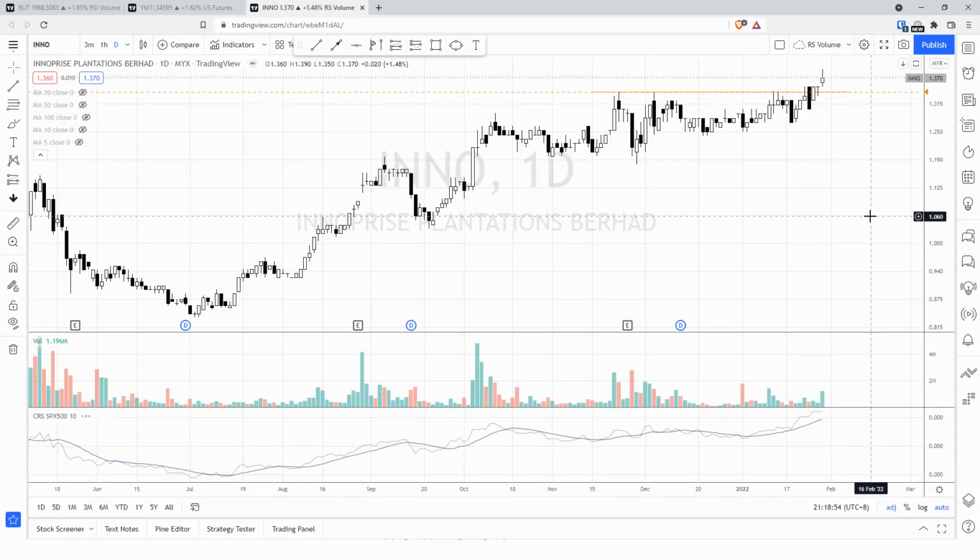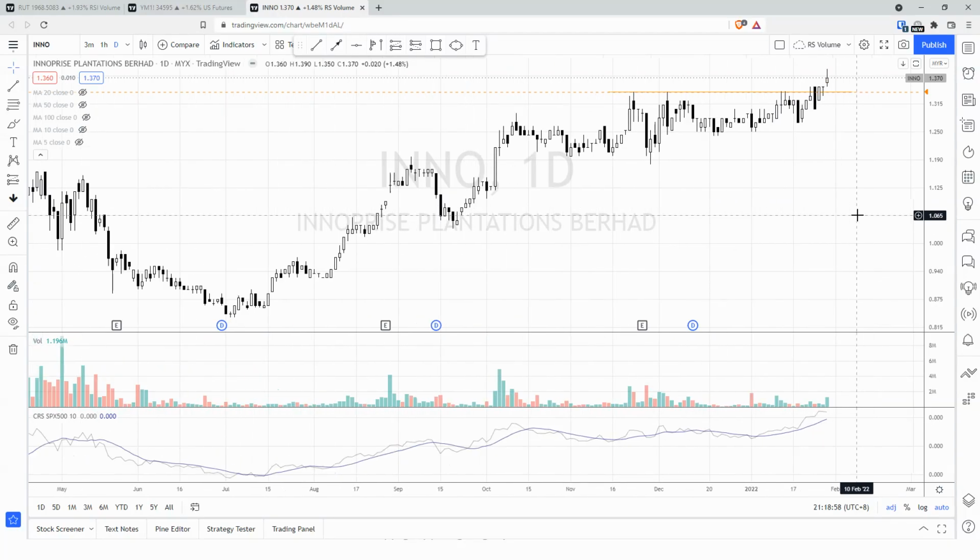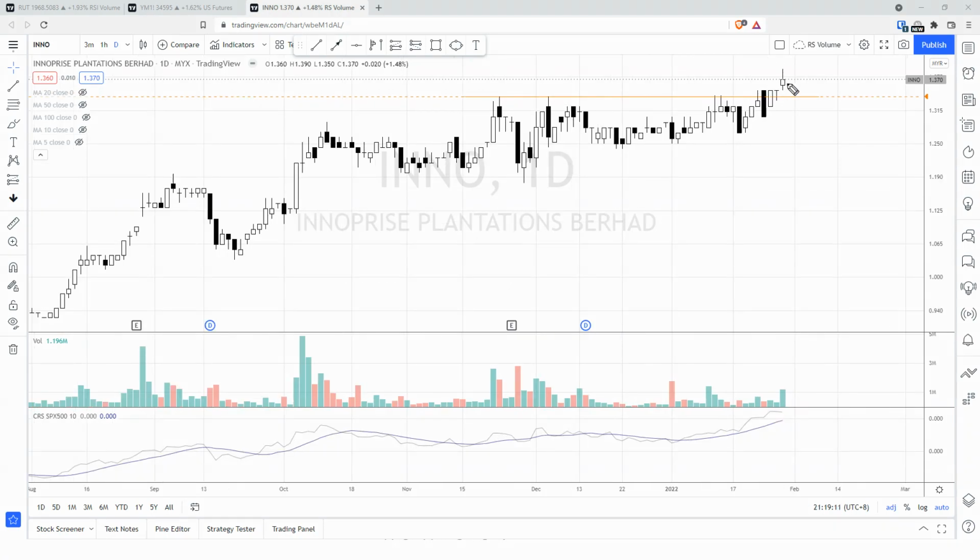So the last one I think is INNO Plantation. INNO is kind of a not so liquid stock, but I think it's still tradable. Last Friday it just broke out. There's an increase in volume, and we see that there's a rejection tail. I would like to see whether it can have a test of the axis line, and if it can reverse from here, I think it can just go back up some more. All right.